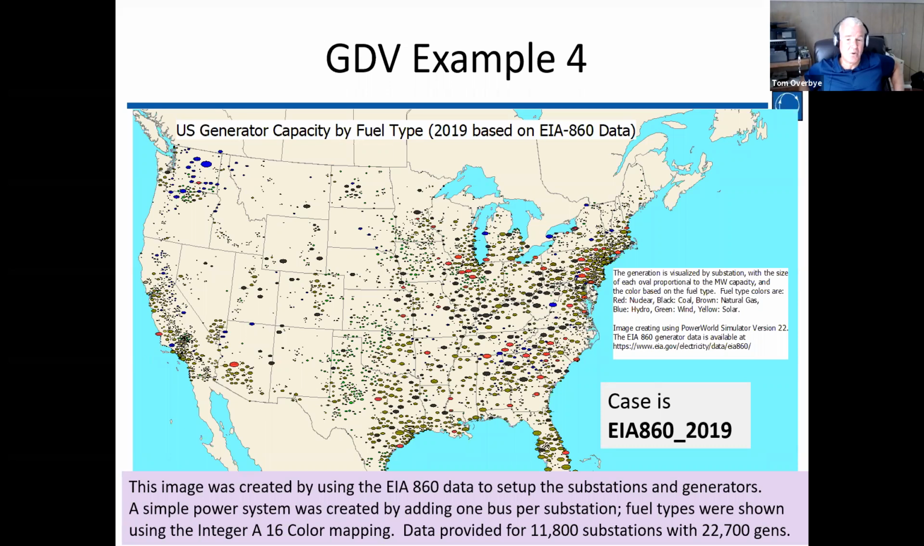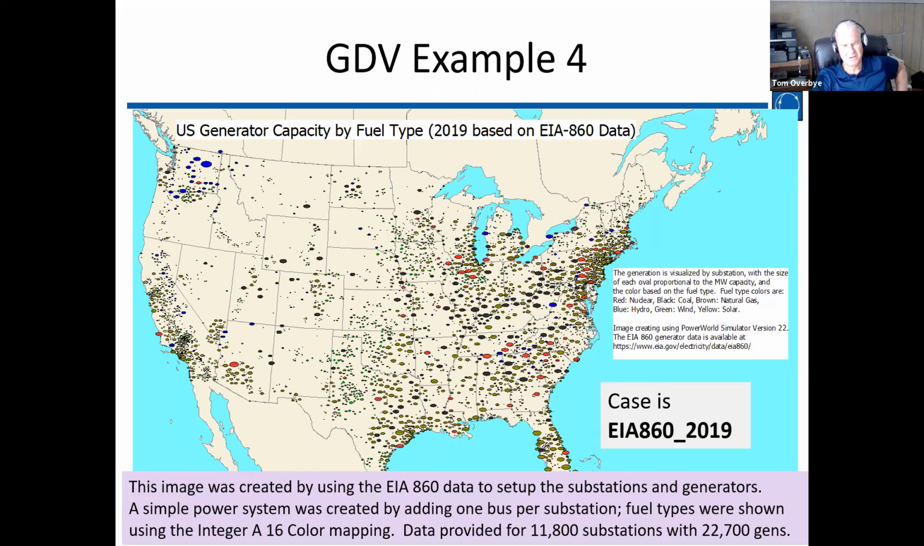And we were trying to figure out a way to visualize it. And then we thought, hey, if we just use this and set up a dummy power system, we just kind of copied and pasted out of the EIA data and created a dummy power system, and then visualized it using a Gdv that I just showed you the approach here, where you're visualizing by substation the fuel type color, and the EIA 860 data uses the same fuel type codes as the PowerWorld uses, so it's very easy to visualize that. I've included that case.